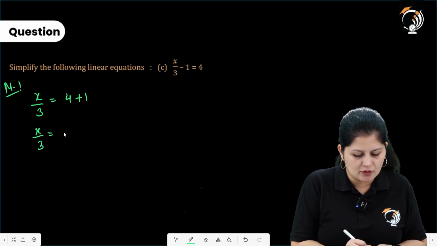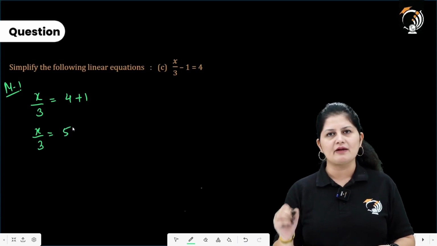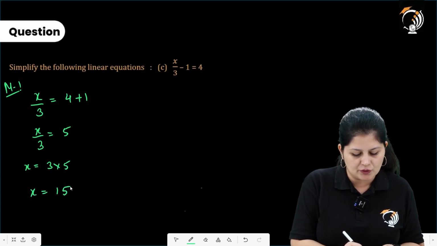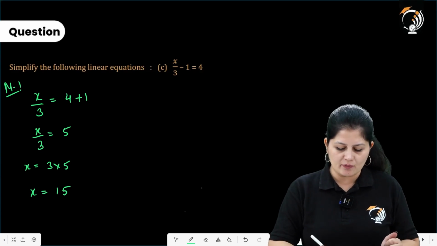x over 3 is equal to 5. So now we are going to multiply with 3 on both the sides. So it is going to be x is equal to 3 multiplied with 5, and we will be getting the value of x is equal to 15. That's method 1 of solving it.